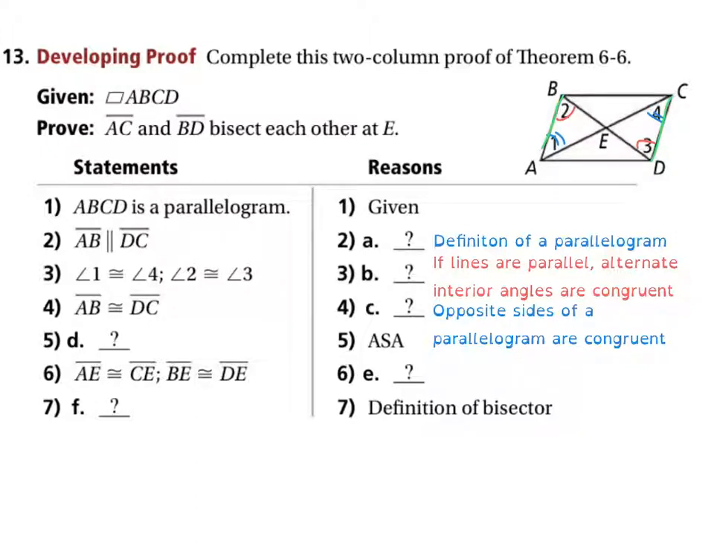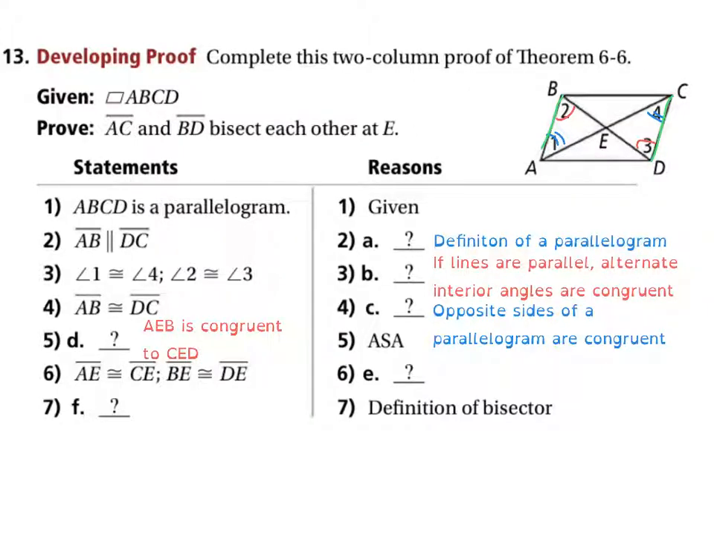And then we can say that this triangle on the left, triangle AEB, is congruent to this triangle going from the blue angle to the center out. Triangle AEB is congruent to triangle CED.